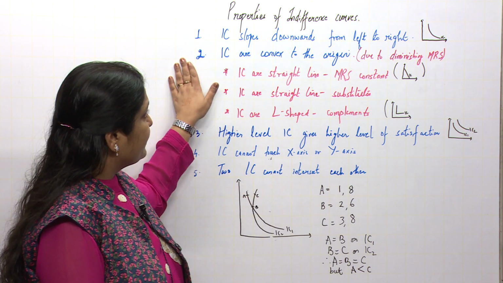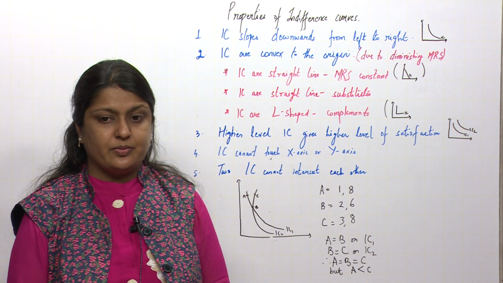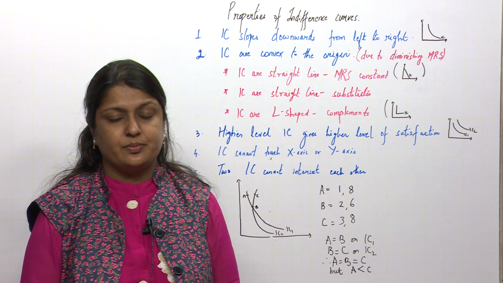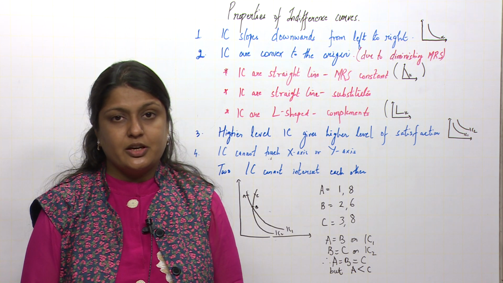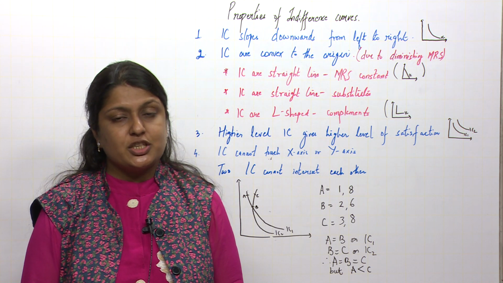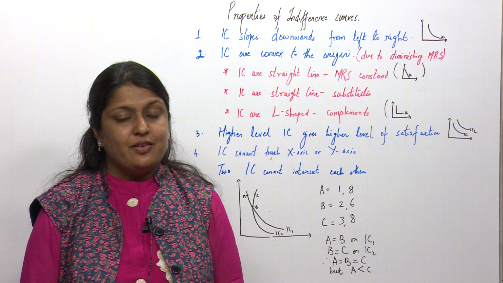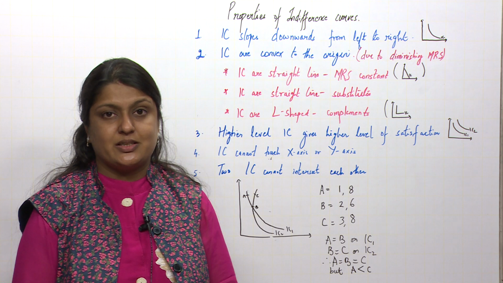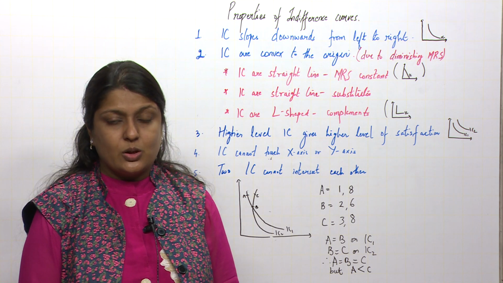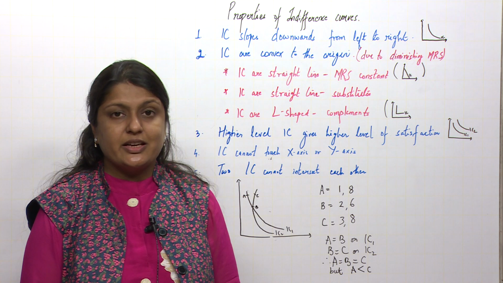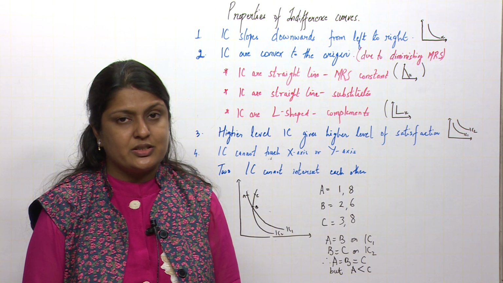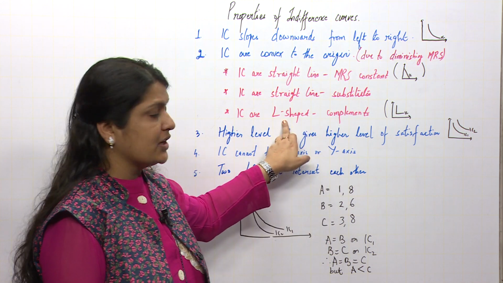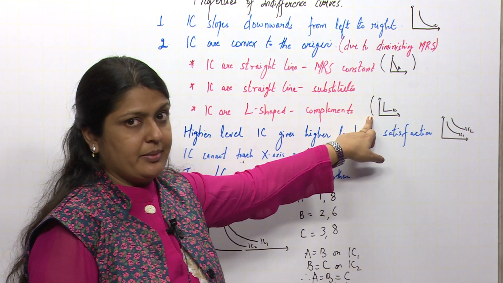The other one says indifference curves are convex to the origin. Convex to the origin because of the diminishing marginal rate of substitution. If we have the diminishing marginal rate of substitution, the shape of the indifference curve is convex, whereas it will be a straight line in case the MRS is constant, which is also the case for substitute goods. In case of substitute goods, since MRS is constant, we get a straight line. However, for complements, the indifference curve is L-shaped as shown in this diagram.